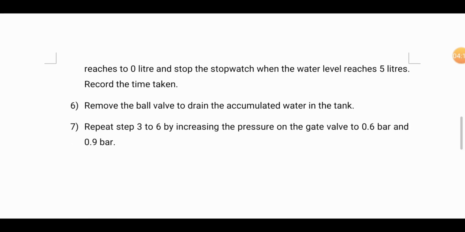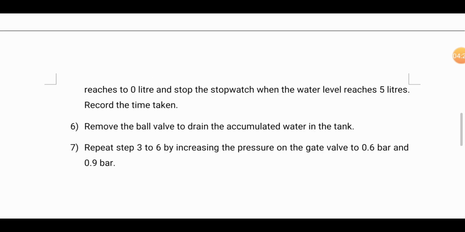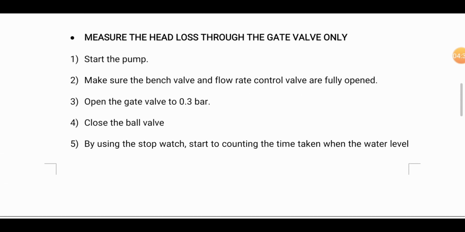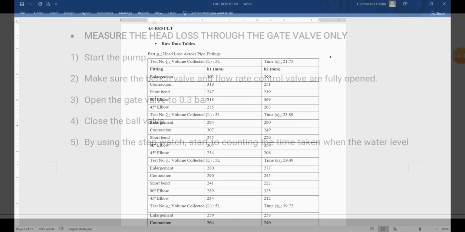Step 6, open the ball valve to drain the water. And step 7, repeat the step above, starting from step 3, but increase the pressure on the gate valve to 0.6 bar and 0.9 bar. So the whole experiment is done.